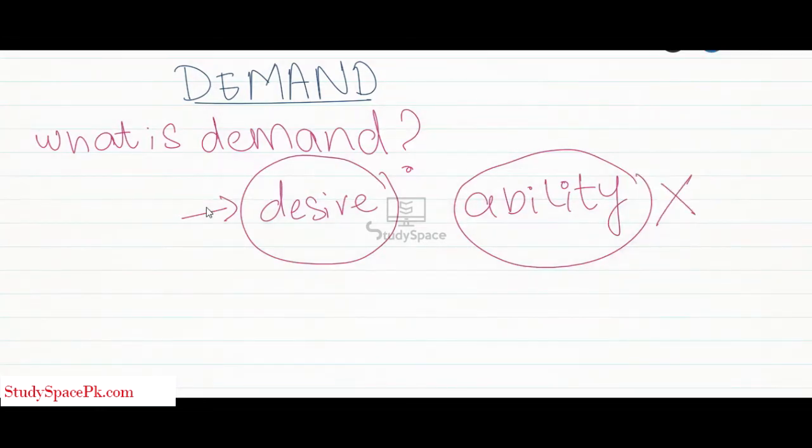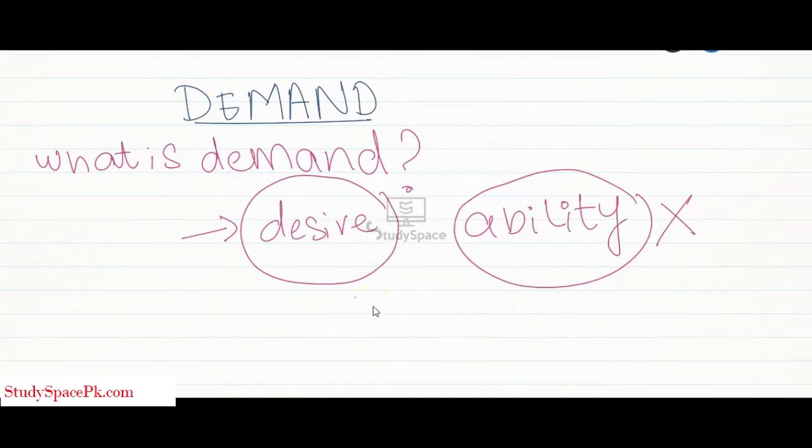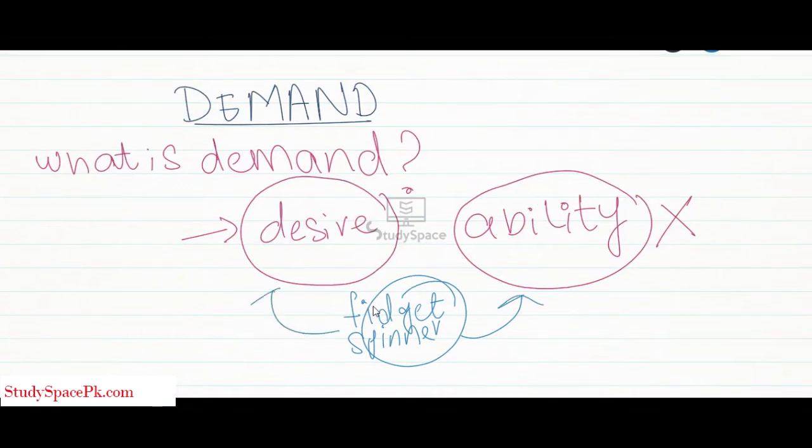Now the same thing goes for something which I am able to buy, but I do not desire to buy. For example, we have seen the fidget spinner coming into the market and gaining popularity in recent times, right? Although I am able to buy it, I hated that toy. So basically I am not the one demanding the fidget spinner in the market. So my demand for the fidget spinner does not exist, although I am able to buy it.